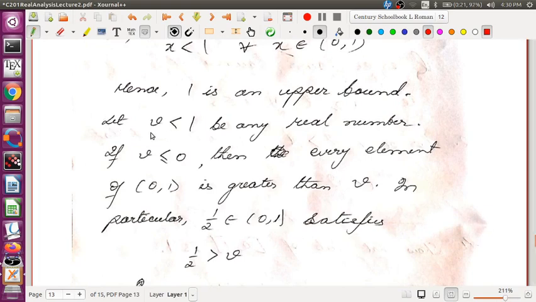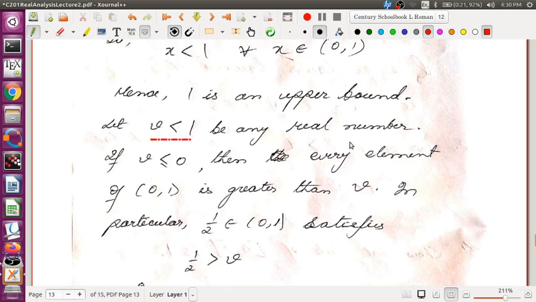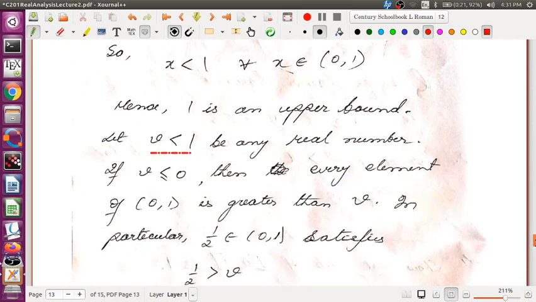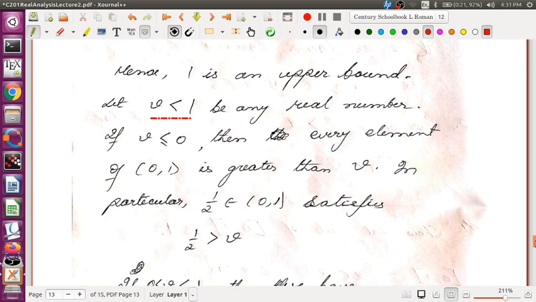Now we take a real number v which is less than 1. It may happen that v is negative. If v is negative, then every element of (0, 1) is greater than v, right? Because every element of (0, 1) is positive. So whatever element you take from (0, 1), it will always be strictly greater than v. So in particular, say we take the element half.